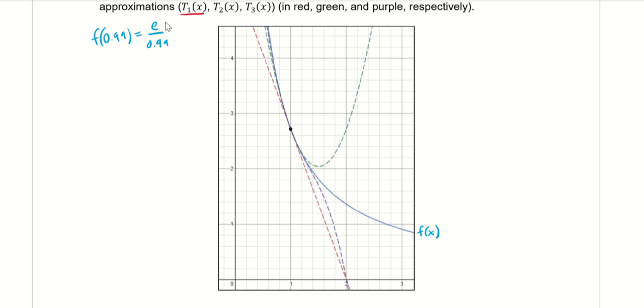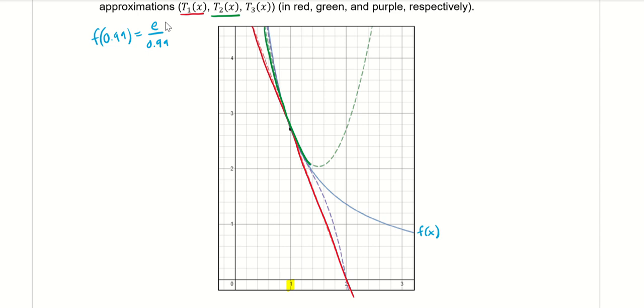The first degree Taylor polynomial is in red. That's our linear approximation. We can see that's just this straight line. It's the tangent line. Let me draw that a little bit better. That's the tangent line to our original function at x equals 1. Notice here's x equals 1. The quadratic Taylor polynomial is here in green.